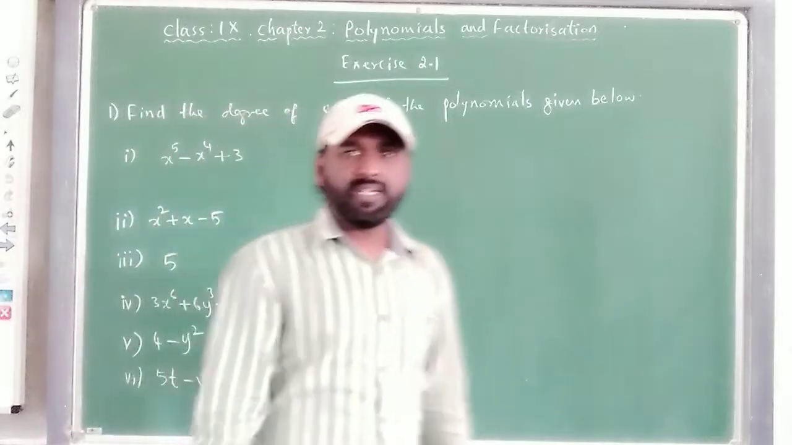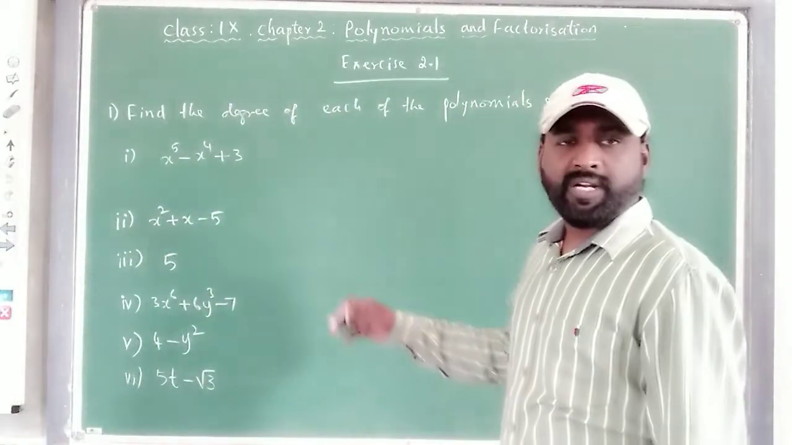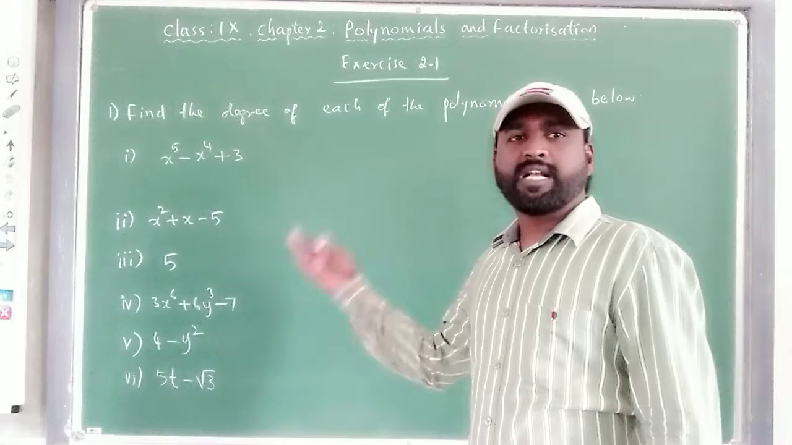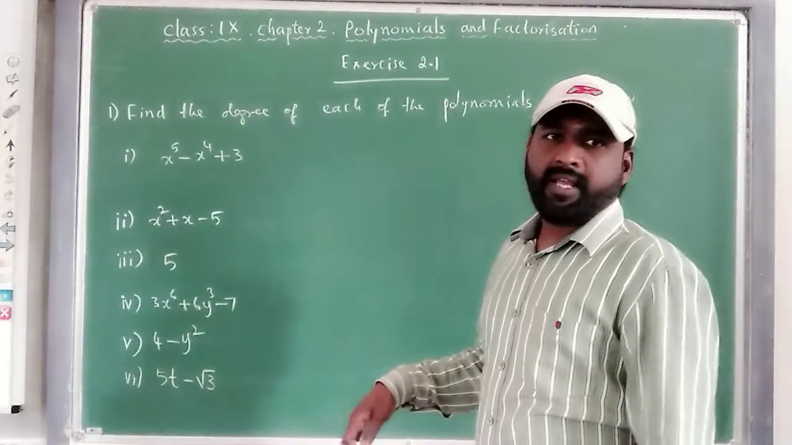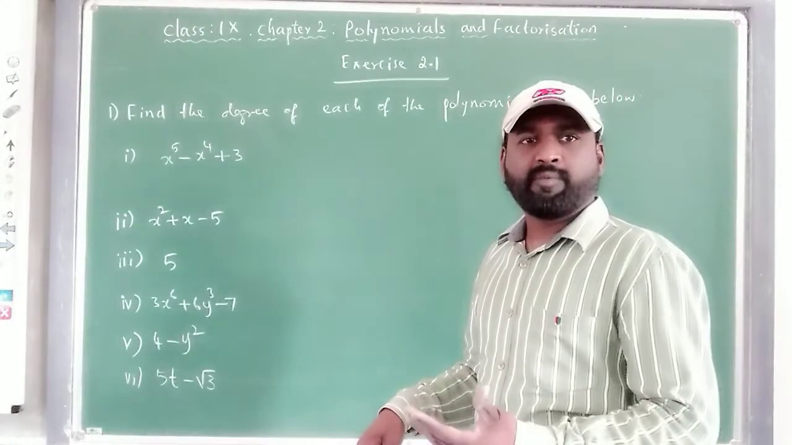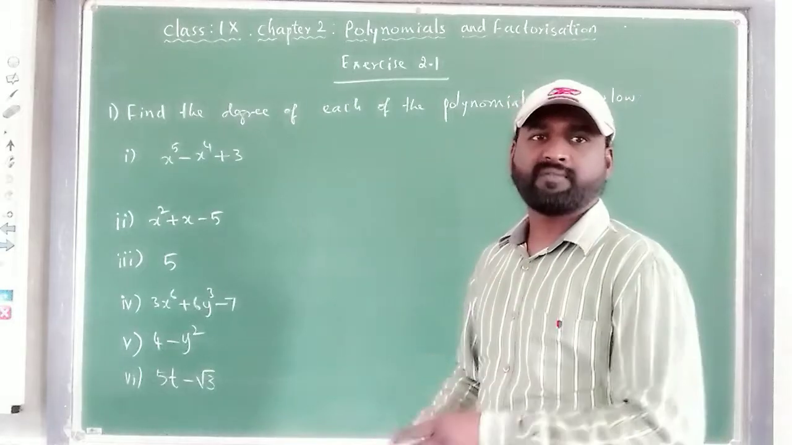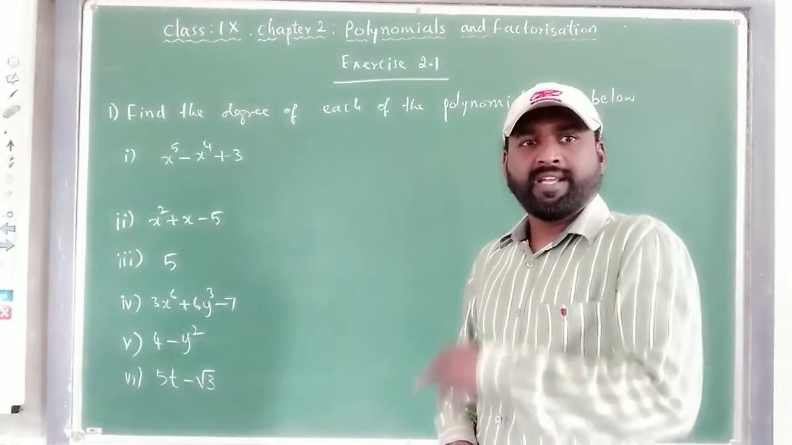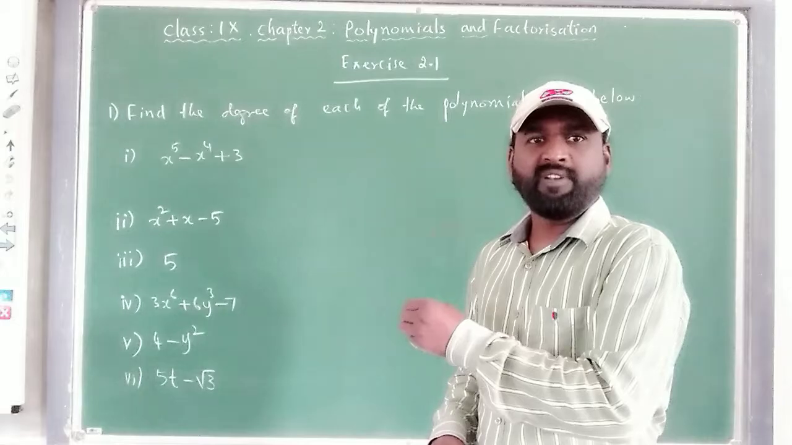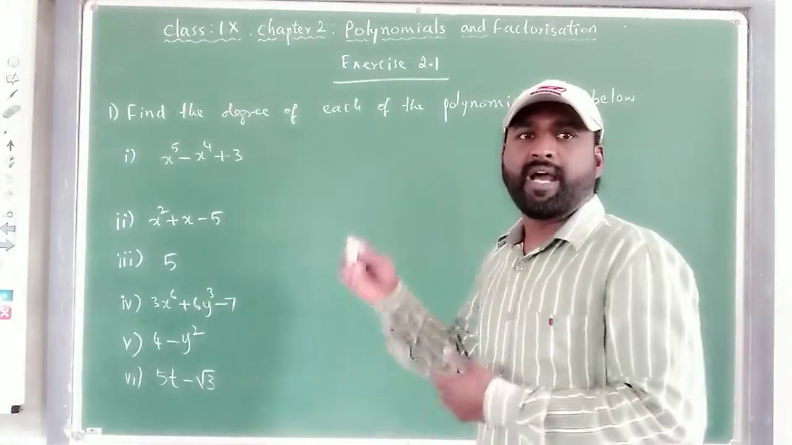How to identify the degree of the polynomial? We have to check out the variable and its exponent. How many terms are there? In all the terms, check the variables. What are the exponents of the variable? Whichever the highest exponent is, that will become the degree of the entire polynomial.